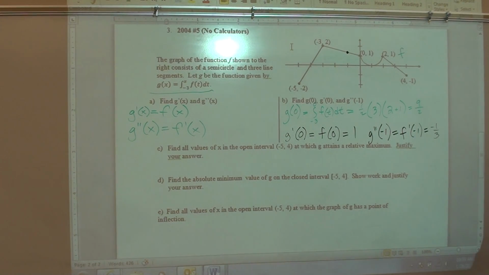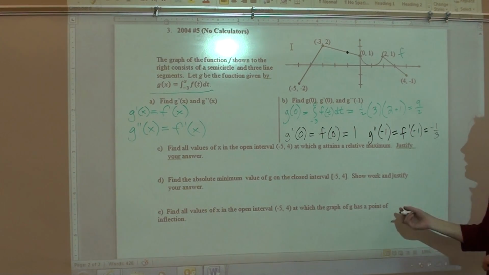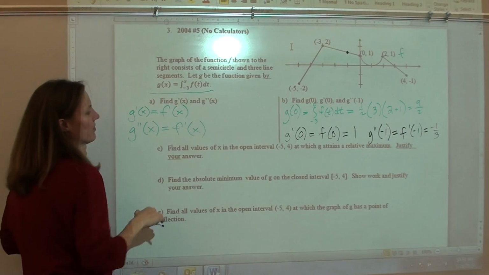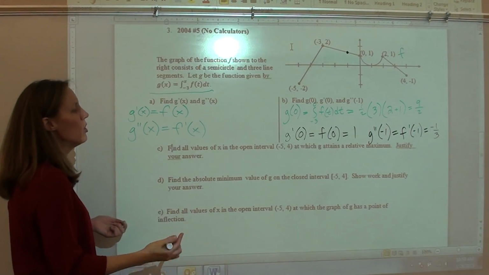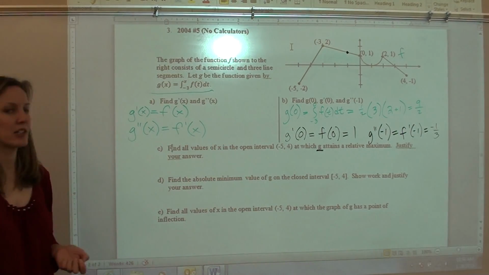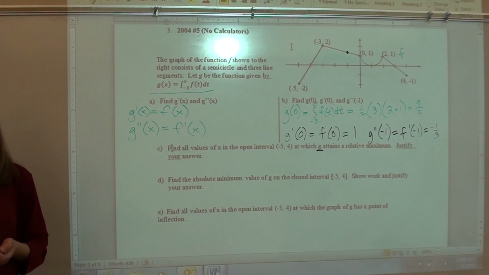I'll get negative a third. Good. Moving on. Okay, so now we're on part C. Find all values of x from negative 5 to 4 where G has a relative max. Justify your answer. You could make sign lines for this.